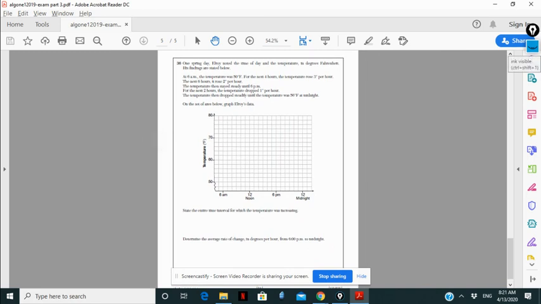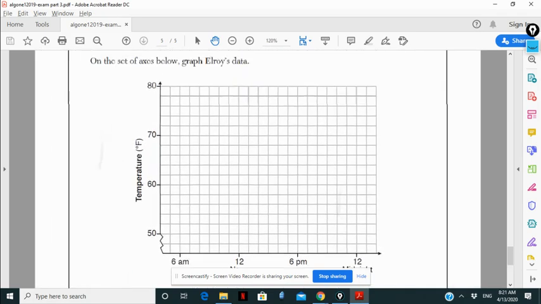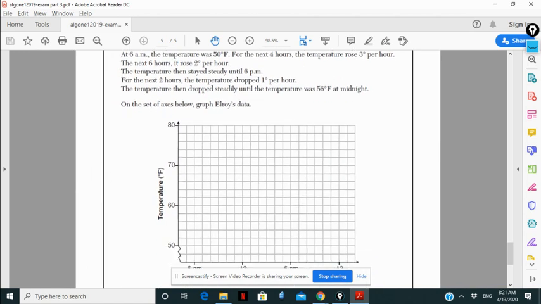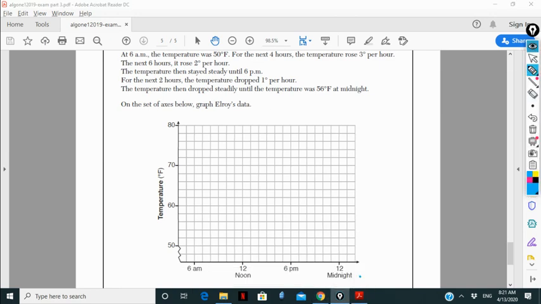Okay, at 6 a.m. the temperature was 50, so that's a regular graph shape. So I need to see the data. So at 6 a.m. it was 50. After that, for the next 4 hours, the temperature rose by 3 per hour. So the next is going to be 10, 7, 8, 9, 10. And it goes by 3.